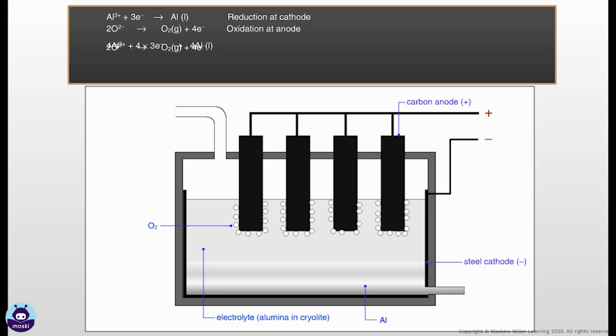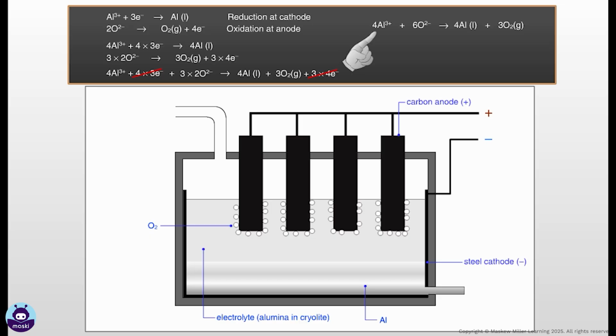The overall reaction can be written: 4Al3+ plus 6O2-, giving 4Al liquid plus 3O2 gas. Note that the ions in this reaction are not aqueous ions.